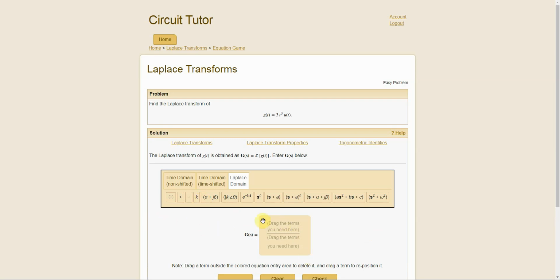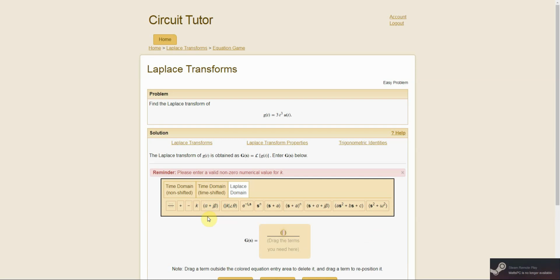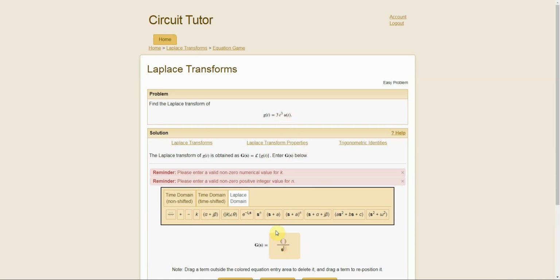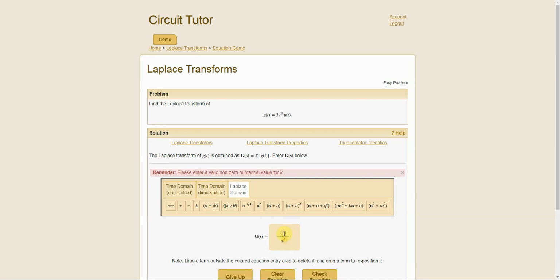Now we'll need a constant in the numerator. So I'll just put that in there. That's a constant term. And then we'll need an s to the n in the denominator, because remember this is going to be s to the fourth. So we'll fill that in, and this reminds us that we need to put in valid values there, what kind they should be. So that's going to be an integer power.